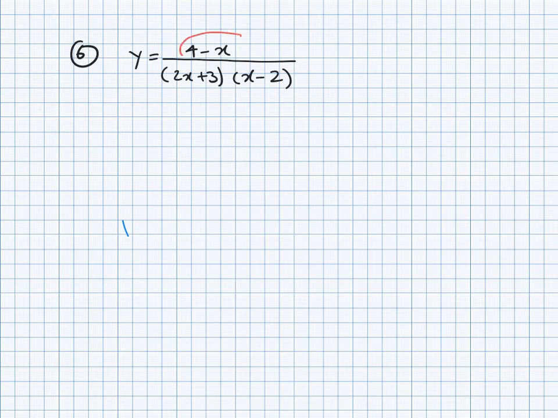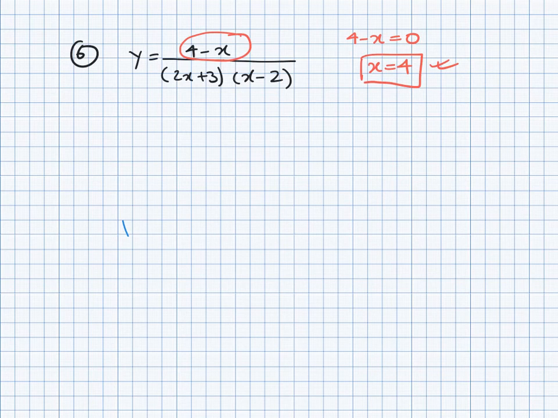Question 6. So I'm going to have y equal to 4 take away x, over 2x plus 3 times x take away 2. Now, when is this equal to 0? What did we say before? Only if the numerator is equal to 0. Only if 4 take away x is equal to 0, and that's going to happen when x is equal to 4. Okay, critical value, x equal to 4, and then the function will be equal to 0.